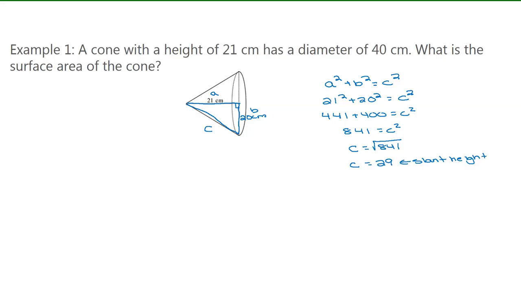So that's important because the formula for surface area of a cone is pi r squared plus pi r s. So I'm going to replace s with 29. So r is 20 and s is 29. So now you can plug that into your calculator. You'll get 3,078.8 centimeters squared.